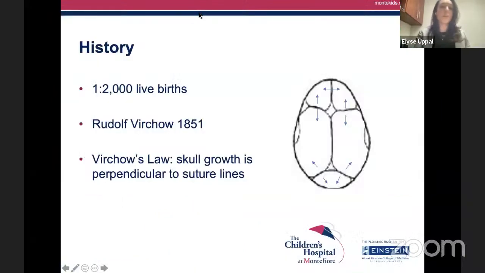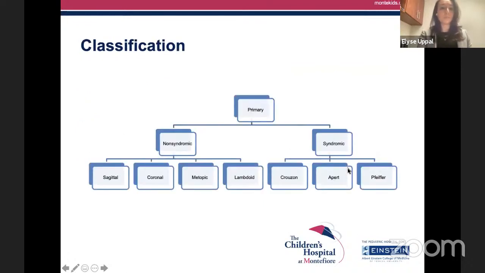Okay, so first we're going to start with a little bit of history. Craniosynostosis affects approximately 1 in every 2,000 live births. It was first described by the famed German pathologist Rudolf Virchow in 1851. And Virchow taught us that skull growth is perpendicular to suture lines, and that's represented by the picture here. You can see these black lines are all the suture lines we're looking from above, and the arrows represent the direction of skull growth.